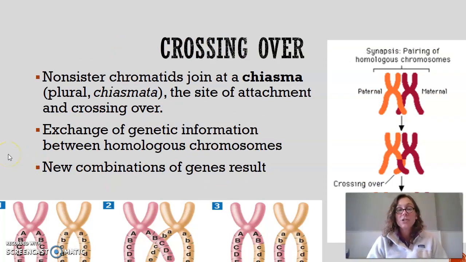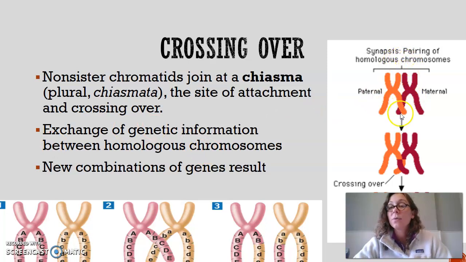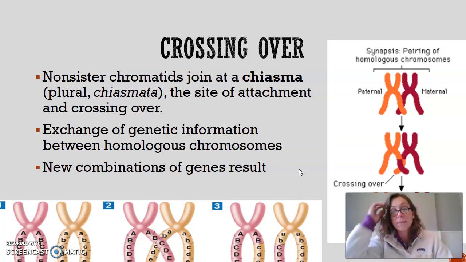So this is just a picture of crossing over. Synapsis is the pairing of homologous chromosomes, and then the point where they actually join is called a chiasma, or chiasmata if we're talking about plural sites of attachment for that crossing over. You can see here that you have this crossing over occurring and the actual exchange of genetic info. This picture takes you through the same thing. Let's say this chromosome is mom's and this is dad's. You get this exchange of genetic information. Basically, you're getting new combinations of genes, or gene shuffling, as a result.